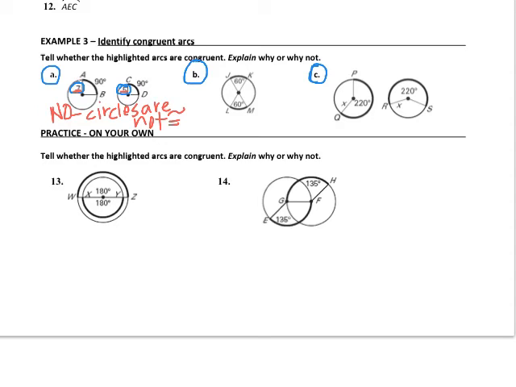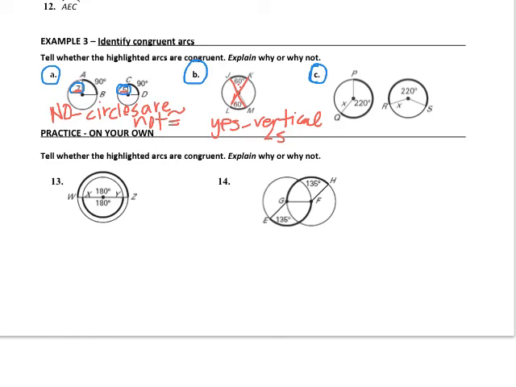All right, for part B, because these are in the same circle, these arcs are going to be congruent because they're actually vertical angles, aren't they? The central angles would be vertical. Those two are the exact same. So we can say yes, vertical angles, and so therefore the arcs are the same exact measure as well.